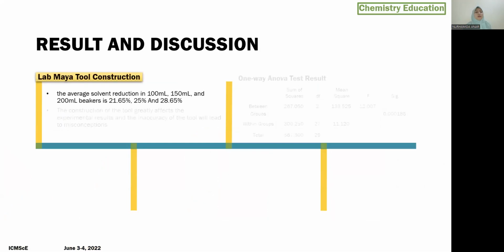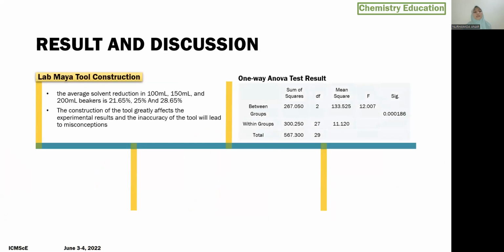From the LabMaya tool construction, we found that the average solvent reduction from the variation of beaker volume is more than 20%. The construction of the tool greatly affects the experimental result, and the inaccuracy of the tool will lead to misconception. And from the one-way ANOVA test result, we can find that the significance of this variation of beaker volume is under 5%, so it means the difference is significant.